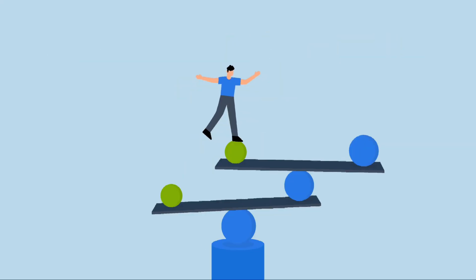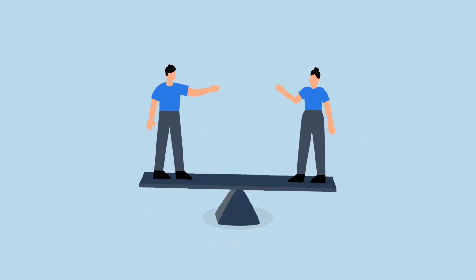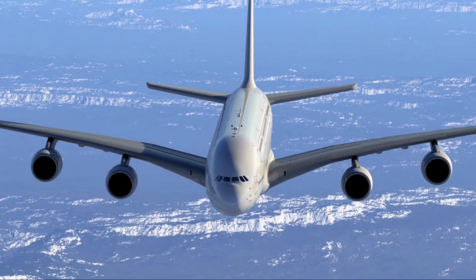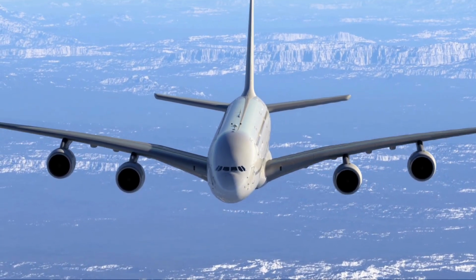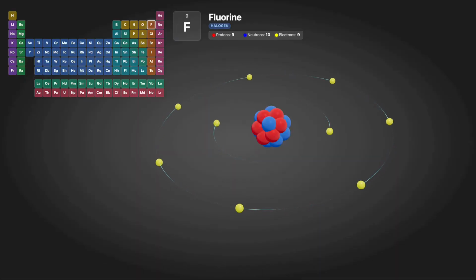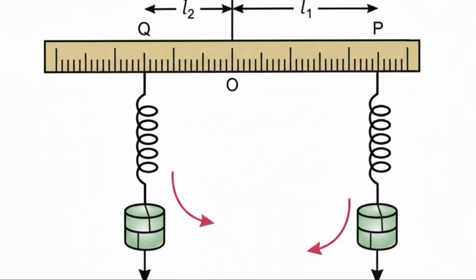Static equilibrium. When a body remains in a state of rest under the influence of two or more forces acting on it, then it is said to be in a state of static equilibrium. And in the case of this aeroplane, we can see that when a body remains in the same state of translational or rotational motion under the influence of two or more forces acting on it, then it is said to be in a state of dynamic equilibrium. The same we can observe when negatively charged electrons revolve around the positively charged nucleus on a circular path.